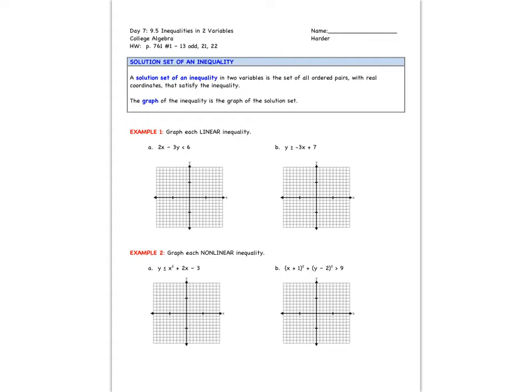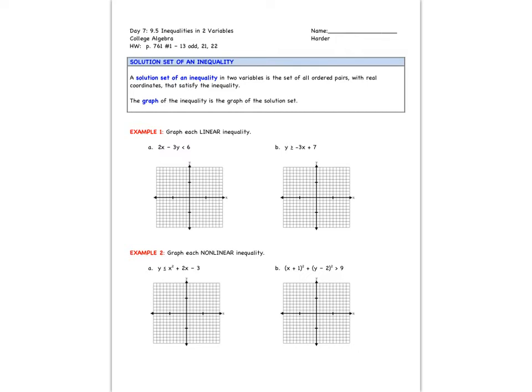Hi everyone, welcome to 9.5 Inequalities in Two Variables. Today we're going to be graphing linear inequalities and nonlinear inequalities. So this will be a good review on all types of graphs that we've done thus far, just we're adding the component of inequality to it.